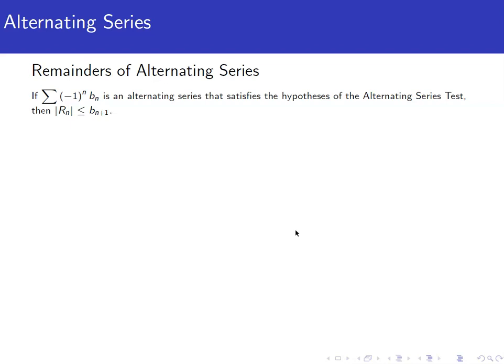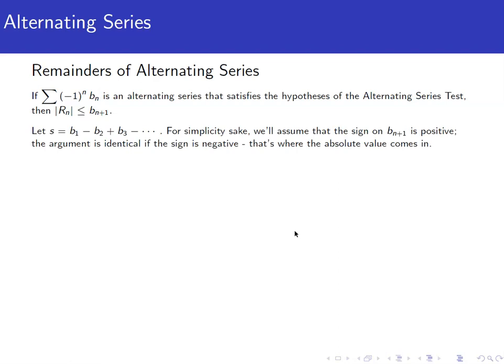So for alternating series, it turns out that the absolute value of the remainder, if you stop computing the value of your series at n, then the remainder is what's left between the sum of the whole series and the partial sum that you computed. The absolute value of the remainder has to be less than the first term that you leave off.